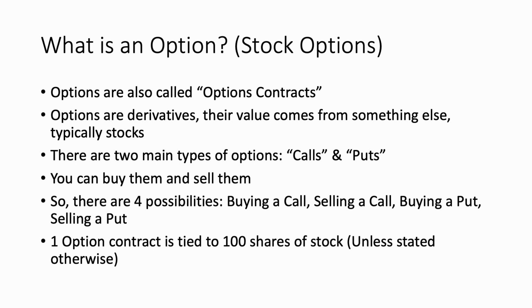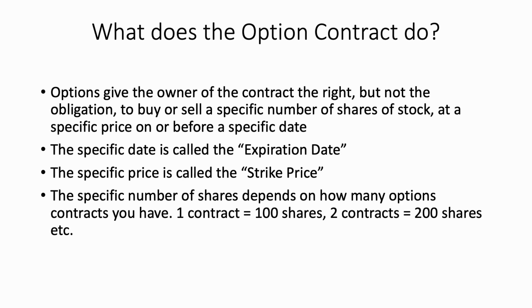Now in this video, we're going to be talking about selling puts. I think it's the easiest to start with and the easiest to understand. And honestly, if you understand selling puts, you understand buying puts. Calls are a little bit harder, but that'll be for another video. And an important thing to know is that one option contract is tied to 100 shares of stock, always unless stated otherwise.